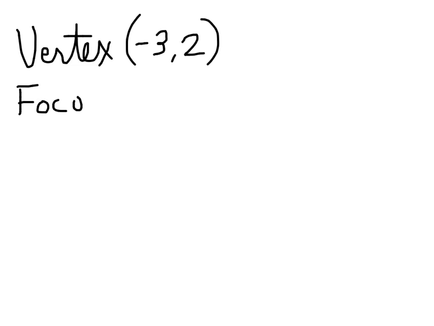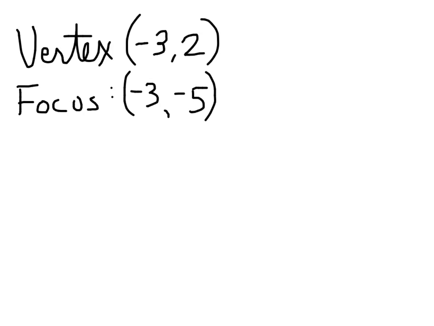Vertex. What is the vertex? Negative 3, positive 2. Is that right? I think so. Then it also gives you in red the focus. What ordered pair is the focus at? Negative 3, negative 5. Thank you, Savannah.